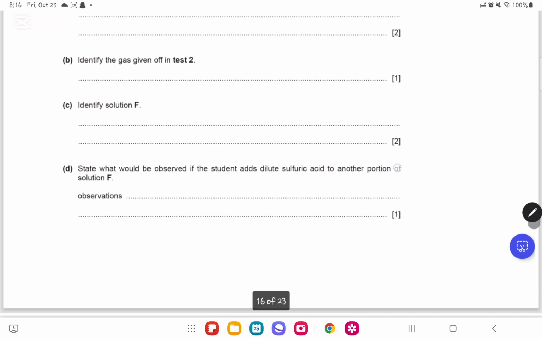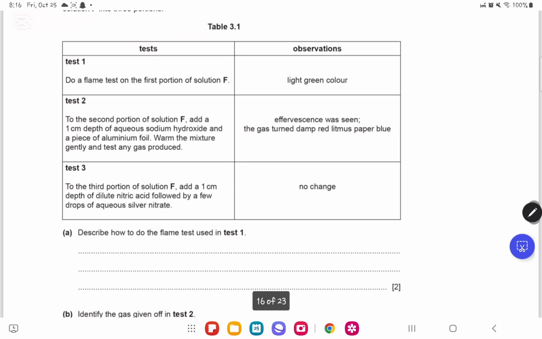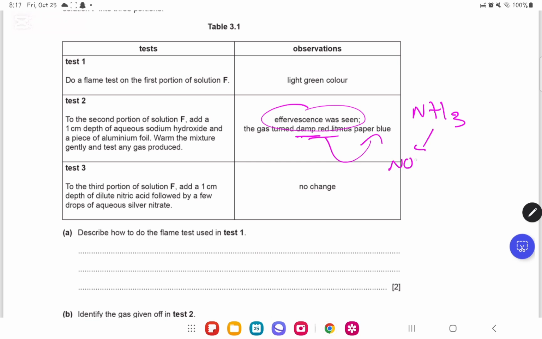Alright, now part B, identify the gas given off in test 2. In test 2 there is effervescence, and we know it turned red litmus paper blue. If it turns red litmus paper blue, this means what? This means the gas released is NH3. And two things release NH3, ammonia gas: NO3 minus and NH4 plus. But since they didn't mention a pungent smell, we're gonna exclude this and include the NO3 minus.